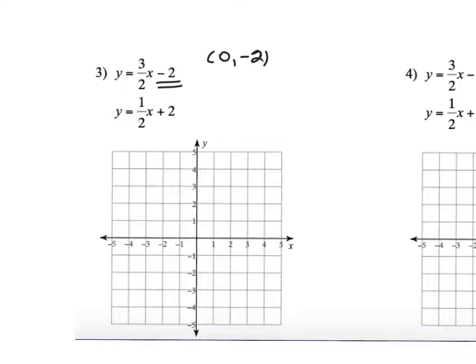So I'm going to go up 3, right 2. Again, remember that if my slope is positive, I go up and right. If my slope is negative, I go down and right. So I begin at 0, negative 2, and then I go up 3, 1, 2, 3, right 2. Up 3, right 2. And then I can also go in the opposite direction from where I began, which is down 3, left 2. Okay, so that's my line.